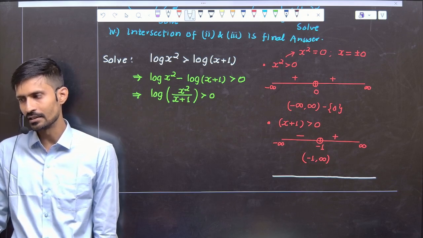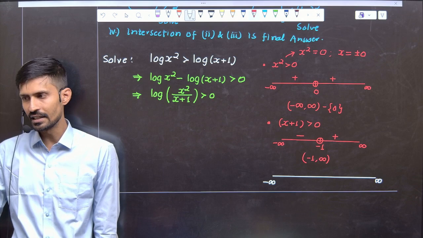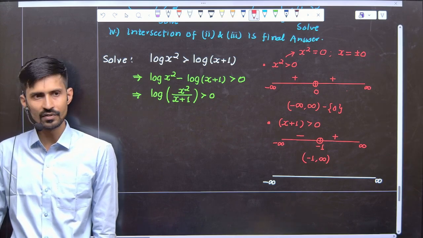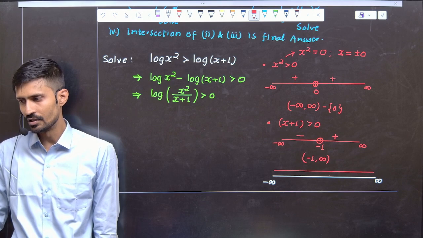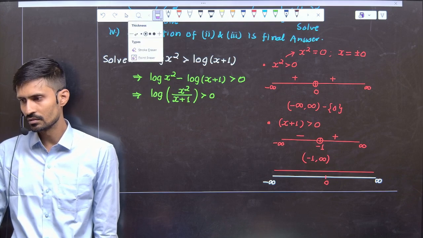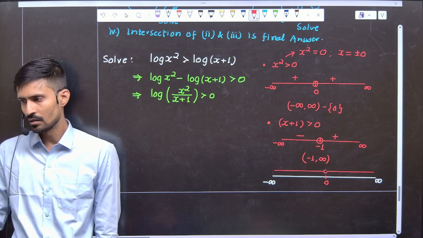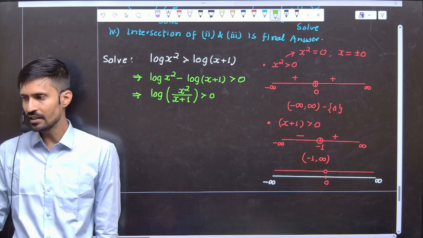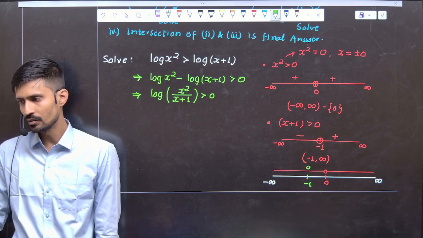I am going to take intersection. So this will be minus infinity, this will be plus infinity. Here this is saying all the number between minus infinity to infinity except 0. So here 0 is present, here we'll put 0. Second answer I will write minus 1 to infinity. So minus 1 will come here. Minus 1 to infinity.